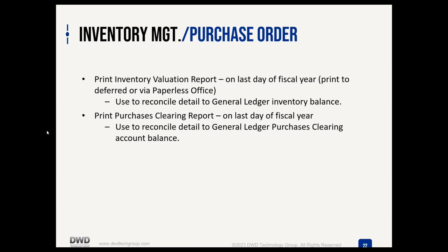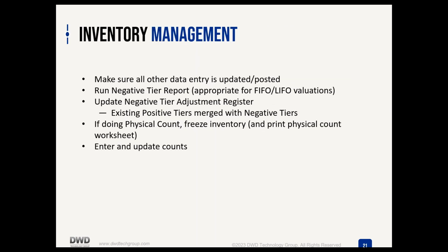I'm going to back up just a smidgen here, go back a previous slide just in case, and just recap a little bit here. So for inventory management, again, just very simply, make sure that you have all of your related data entry updated and posted. Go into the period end folder in inventory, run the negative tier report. If you have tiered valuation methods, FIFO or LIFO, update the negative tier adjustment register, merge those negative or over distributed layers with any positive cost layers that might exist.